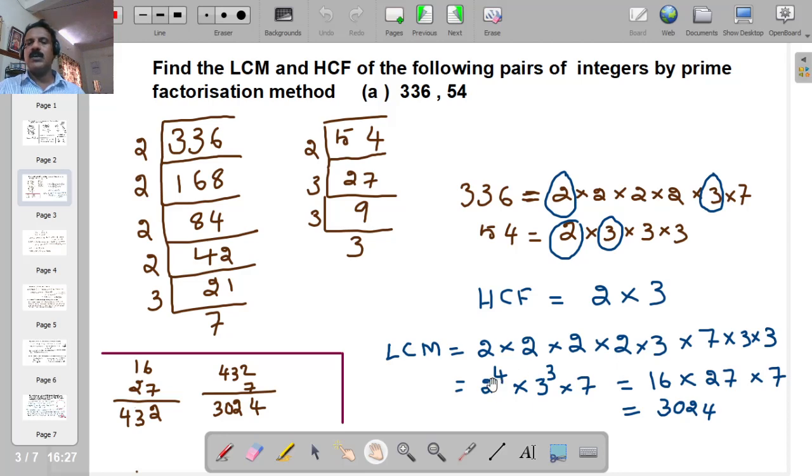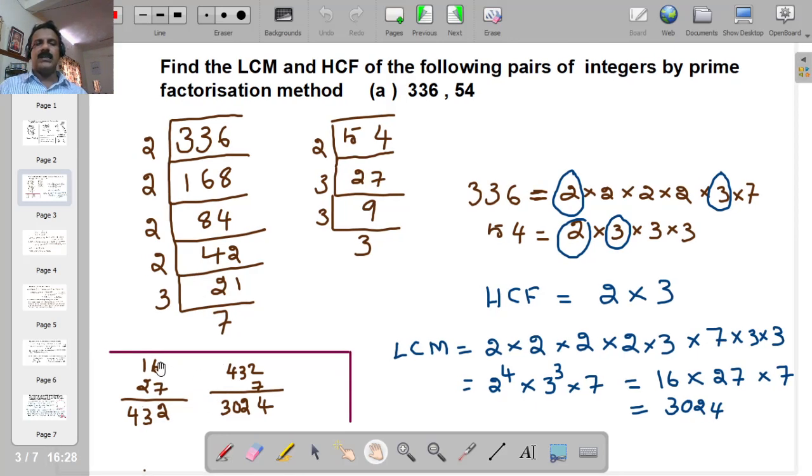LCM is equal to: 2 has occurred 4 times, 3 has occurred 3 times, and 7 has occurred 1 time. So the LCM is equal to 2 raised to 4 times 3 raised to 3 times 7. 2 raised to 4 is 16, 3 raised to 3 is 27, and 7 is 7 as itself. Now 16 times 27 is 432.